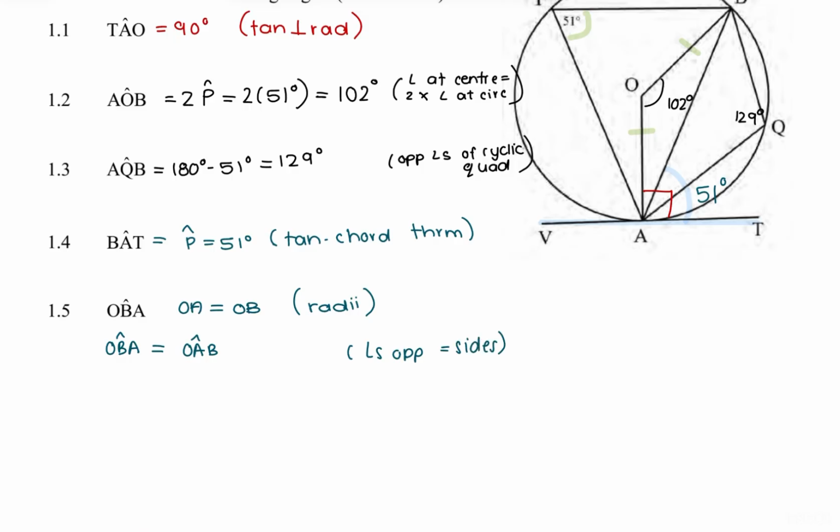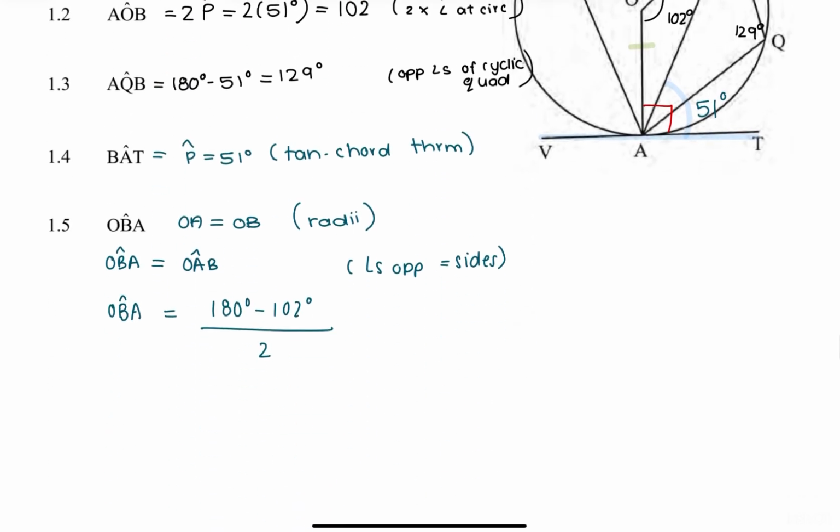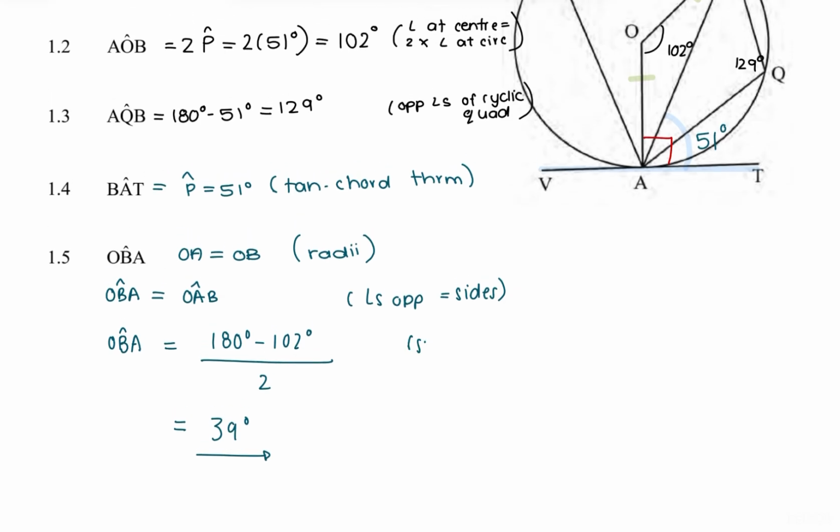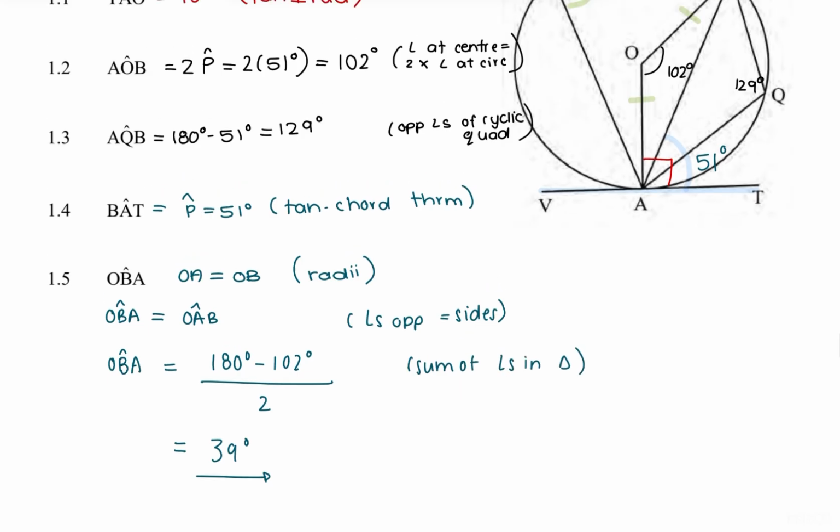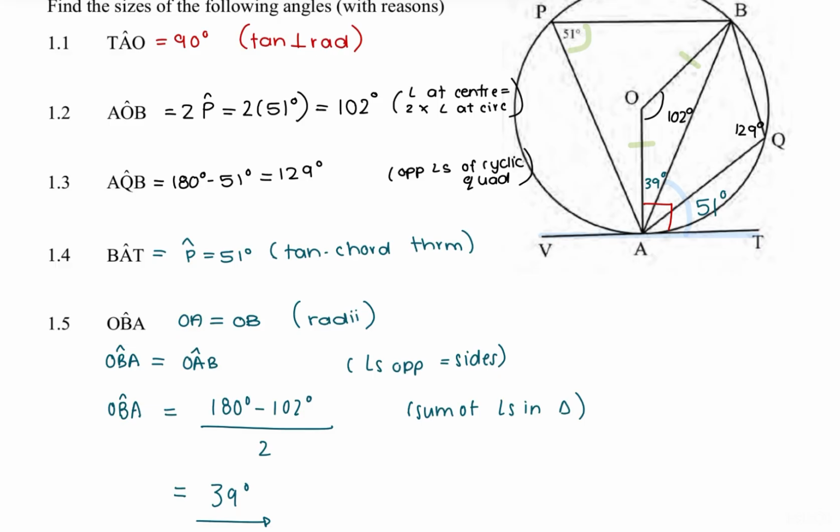Now, because of that, we could therefore say that OBA is equal to 180 degrees less that 102 divided by 2. And that would therefore give us our amount of 39 degrees. Okay, and that would have been the sum of angles in a triangle. Perfect, meaning that this is 39 degrees and that is 39 degrees.